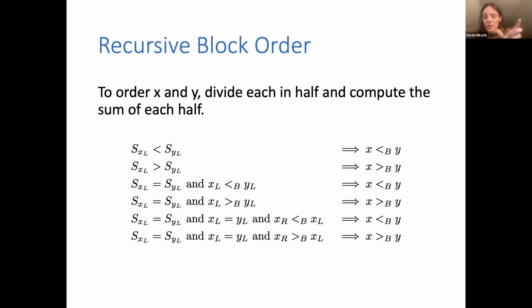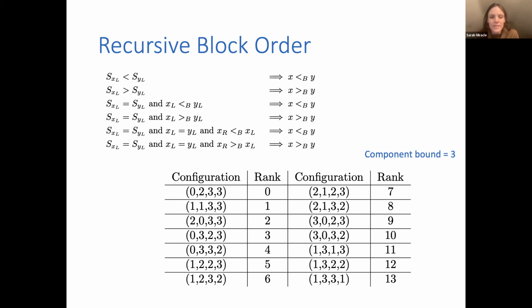And if they're equal, and this is where the recursive part comes in, if the left sums are equal, then how the vectors relate depends recursively on how the left half relates to the right half according to recursive block order. Here's an example. This is different than lexicographical order. Again, we split the vector in half and compare the left sums to see where it falls. And if they're equal, then we repeat.